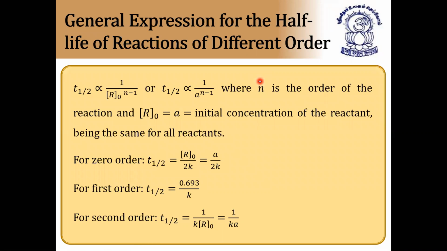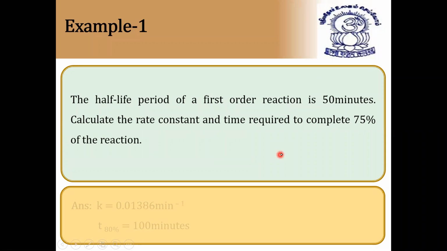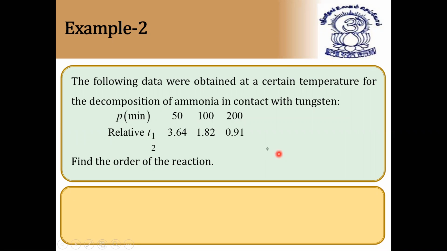For zero order, T half is equal to A by 2K. For the other order, T half is equal to 1 by K into A, where K is the rate constant and A is called the initial concentration. So let us check which is matching for this. You have to match for this answer only, that's all. So it will be easy now to understand. This we have to complete next to this question only.